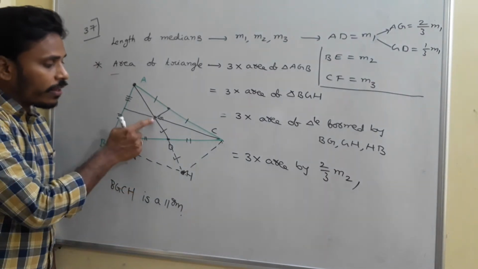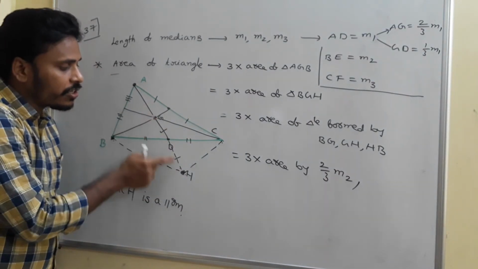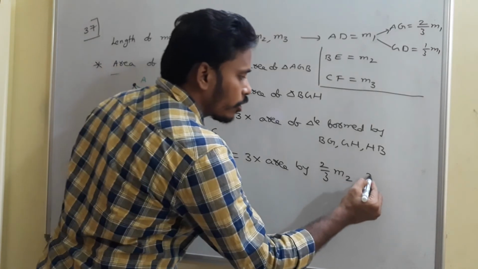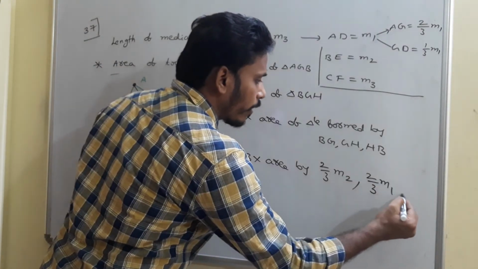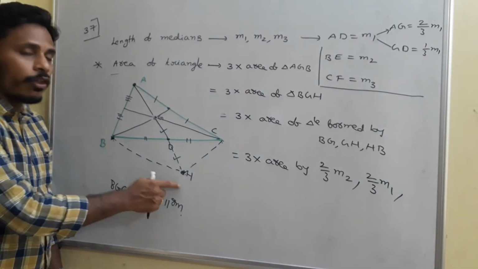And what do you say about the length of GH? GH is the double of GD. As I mentioned to you, this is 2 by 3 m1. And what do you say about the length of HB?